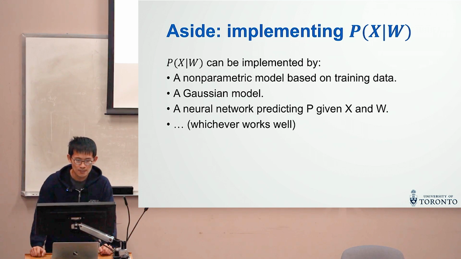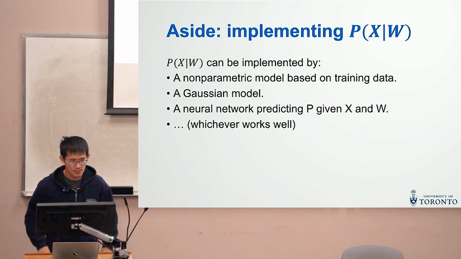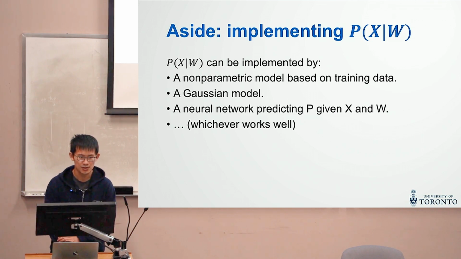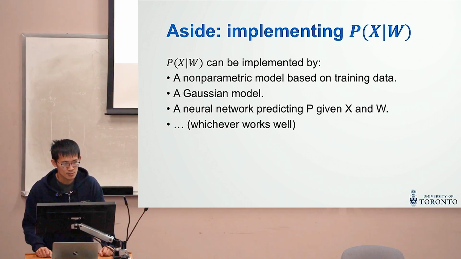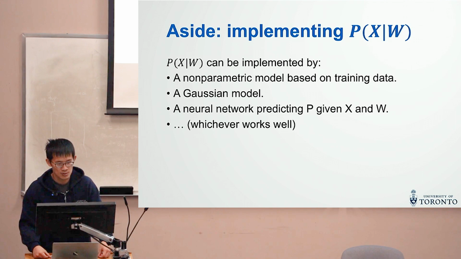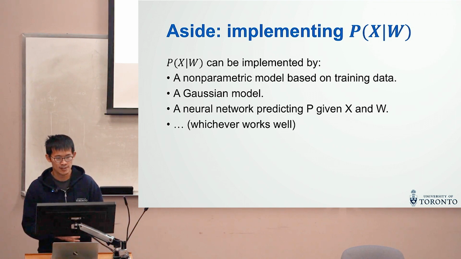And to implement the probability of sound given word, we can use a lot of different types of models that model the distributions. It can be some non-parametric models, it could be some Gaussian models, or it could be a neural network that predicts the probability of sound given word. Whichever model you use to approximate the distribution depends on how you understand the training data.